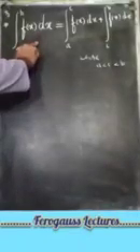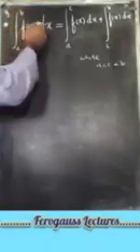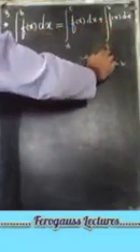Now let us discuss property number 3. Now this is property number 3 of definite integrals, that is integral from a to b f(x) dx is equal to integral from a to c f(x) dx plus integral from c to b f(x) dx, where c is a point between a and b. Let me explain it this way.